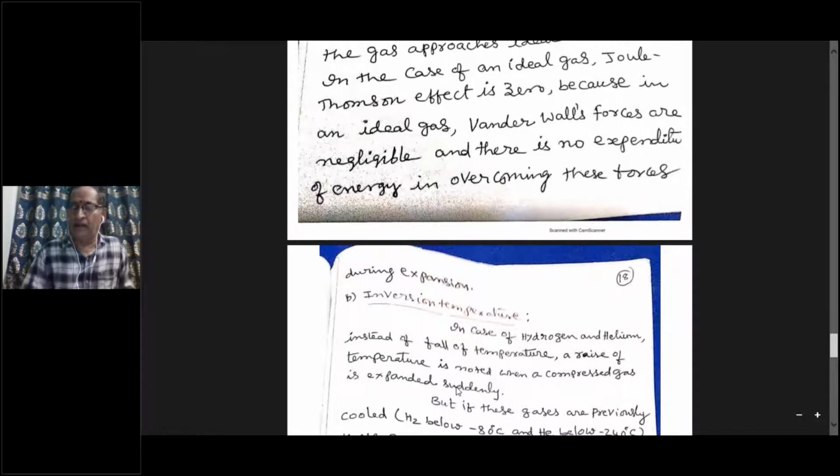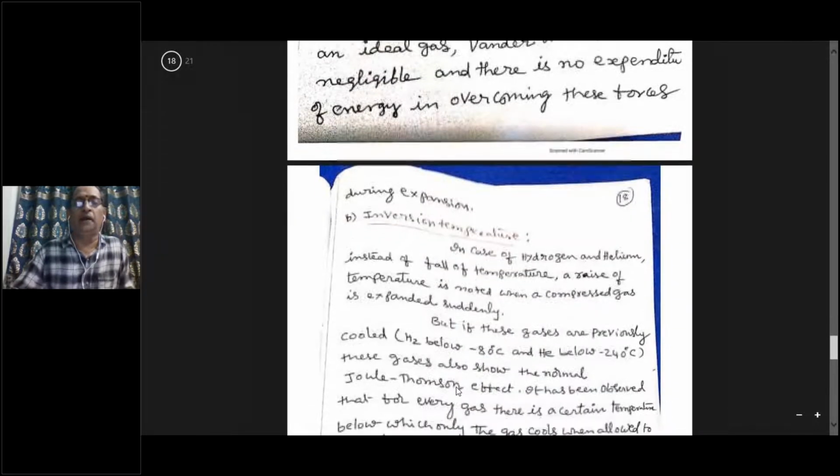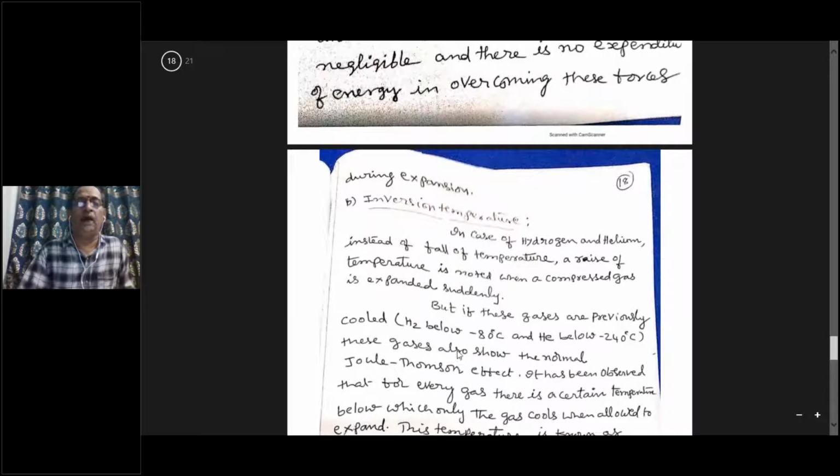On the other hand, if you consider hydrogen and helium, they have very low inversion temperatures, that is minus 80 degrees centigrade and minus 240 degrees centigrade for hydrogen and helium respectively. So when Joule-Thomson expansion takes place for these two gases, we get a heating effect instead of cooling effect.